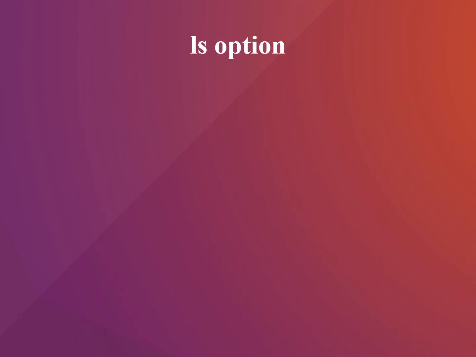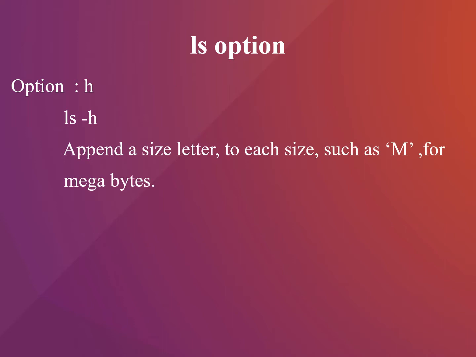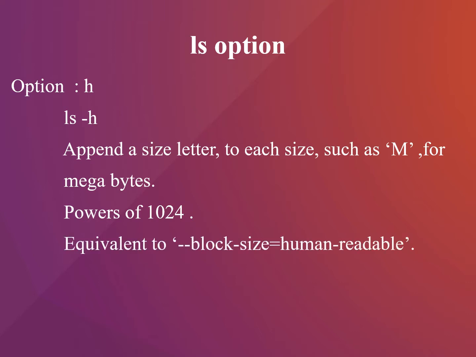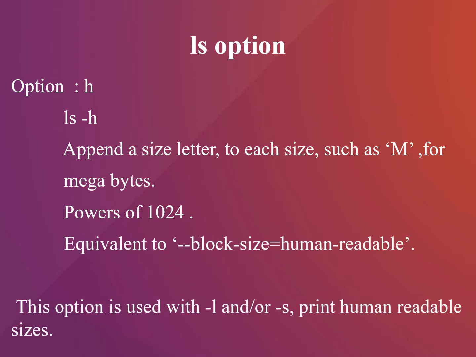Next we will talk about option -h. ls with -h appends a size letter to each size, such as M for megabytes. Here powers of 1024 are used, not 1000. M stands for 1048576 bytes. This option is equivalent to setting block size equal to human-readable.